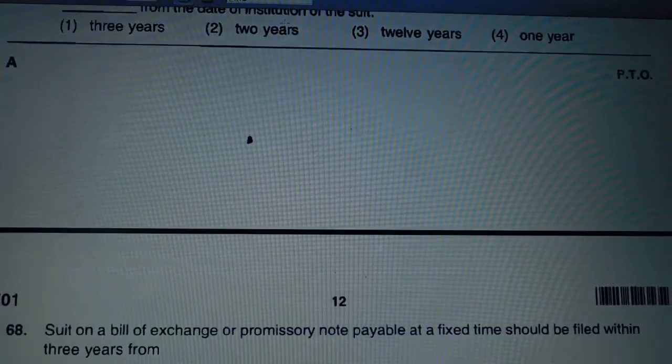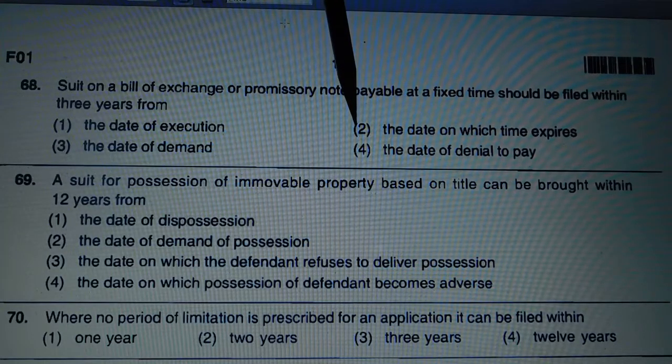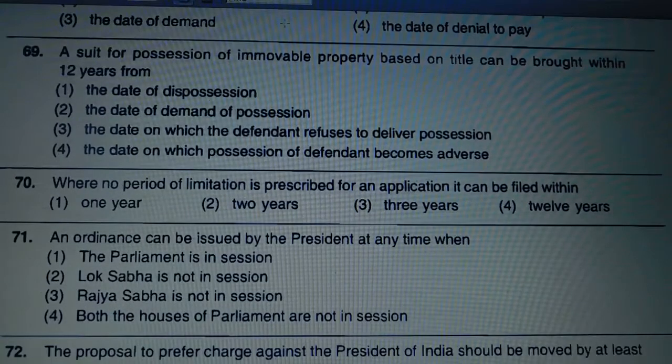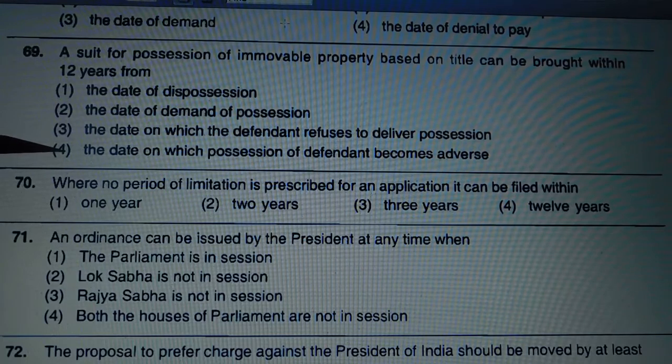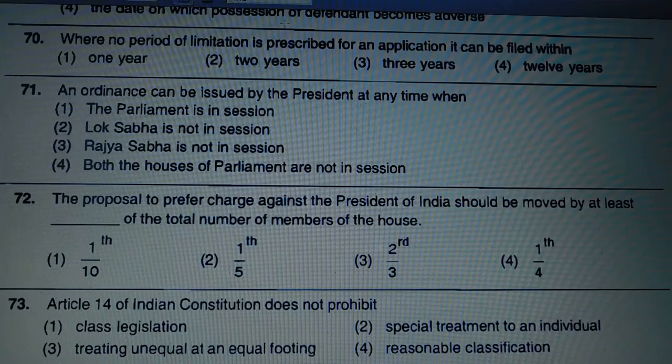Question number 68. Suit on a bill of exchange on promissory note payable at a fixed time should be filed within 3 years from. The answer is the date on which time expires. Question number 69. A suit for possession of immovable property based on title can be brought within 12 years from. The answer is the date on which possession of defendant becomes adverse. Question number 70. Where no period of limitation is prescribed for an application, it can be filed within.